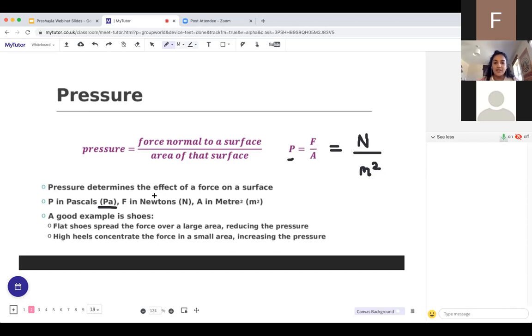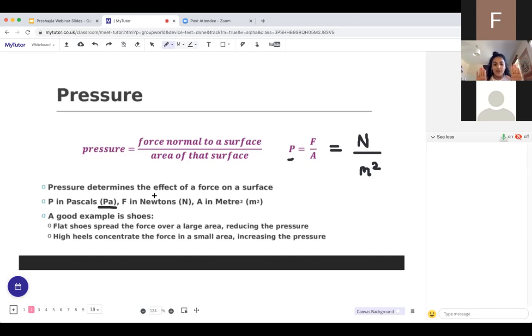So how can I describe pressure better to you using a real life example? A good example that I like to use, and that might help you think about it in a more realistic situation, is shoes. Flat shoes spread force over a large area. You've got the force of your weight, the person's weight, going into the shoes. That's really where all their weight goes, it's concentrated in their feet.